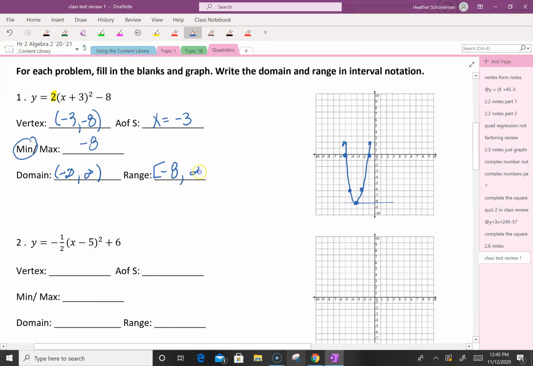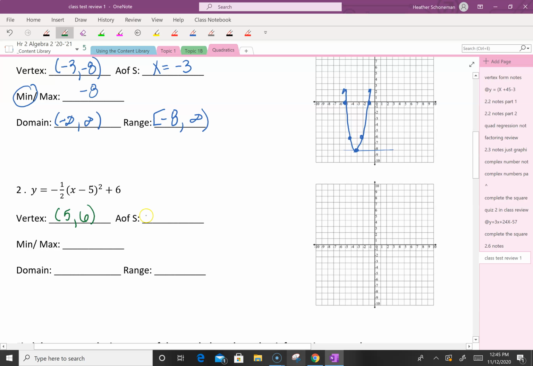All right, on our second one, the vertex is the opposite of what's in the parentheses, so 5, and then the number at the end, 6. Axis of symmetry is x equals the x-coordinate, which is 5. This graph, because of the -1/2, opens down, so our vertex is the highest point. It's a maximum at the y-coordinate of 6. We'll graph this one to get more information. So I'm going to start by graphing the vertex, which is 5, 6.